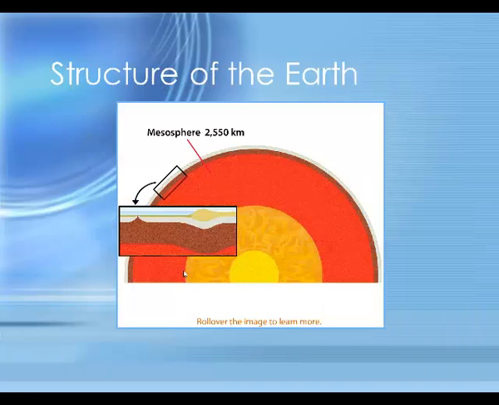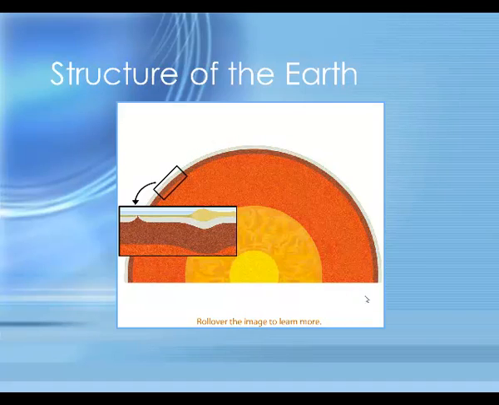And again, this picture shows exactly the same thing. We've got the mesosphere, the outer core, the inner core. Up at the surface, we've got the crust, the lithosphere, the asthenosphere. And remember, the asthenosphere is part of the mantle. So the mesosphere and the asthenosphere make up the mantle.